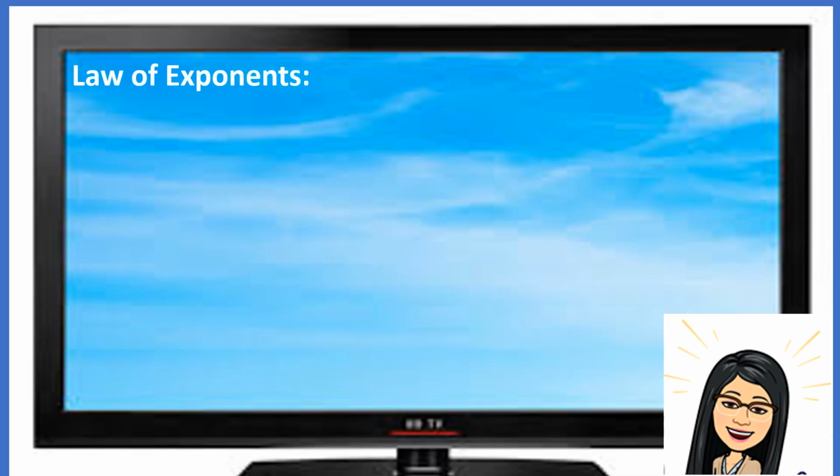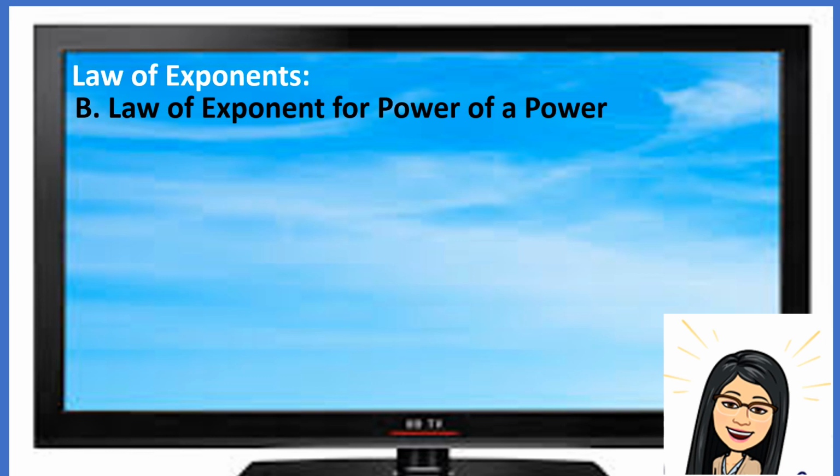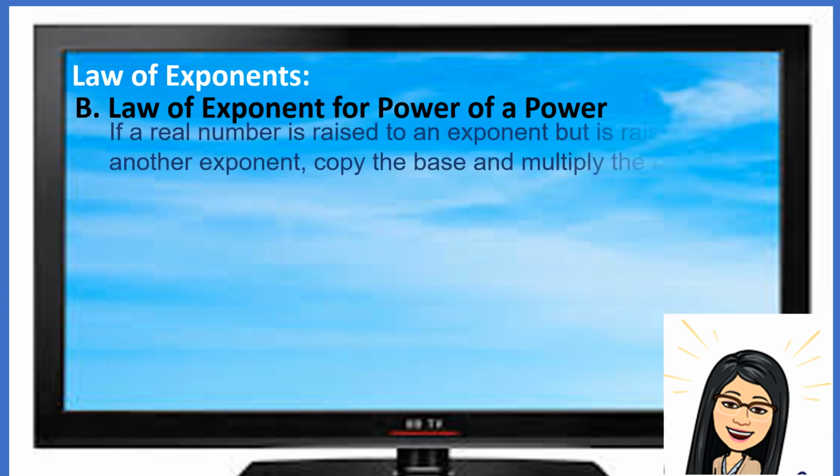Let us proceed to the next law of exponent, which is the law of exponent for power of a power, which states that if a real number is raised to an exponent but is raised to another exponent, copy the base and multiply the exponents. In symbols, a raised to m is raised to n. This can be solved by copying the base a and multiplying the exponents m and n. So a is raised to mn. Let us apply this in our following examples.